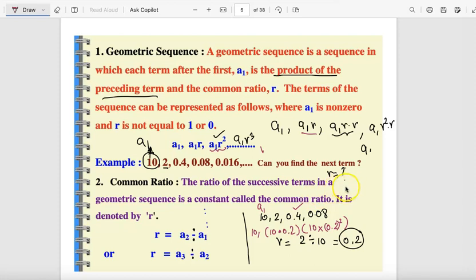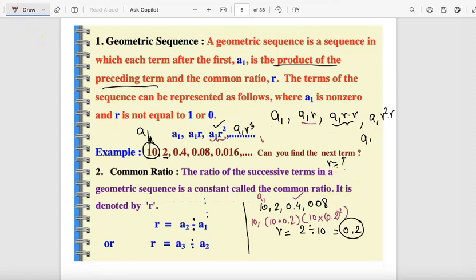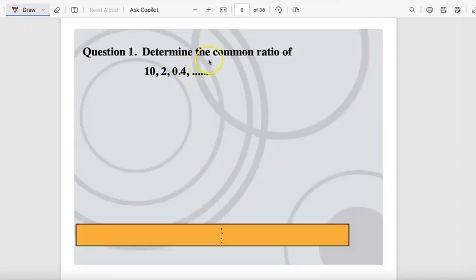Let's proceed to the next slide. So our question number 1, it says determine the common ratio of. Okay, and the word ratio, whenever you see the word ratio, it should come to your mind.